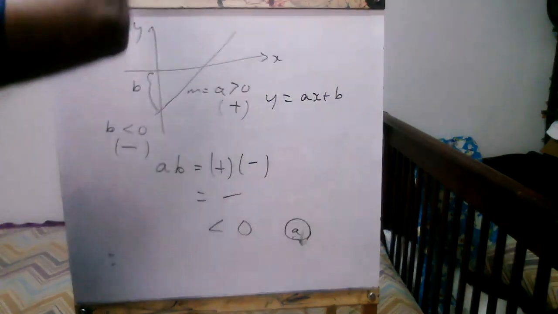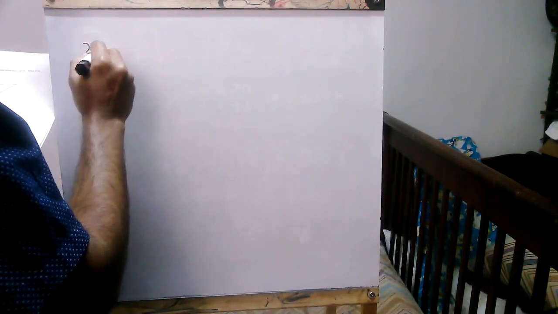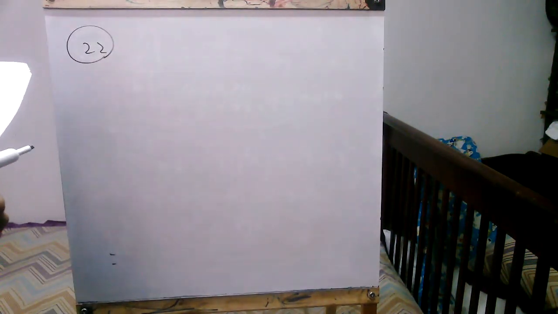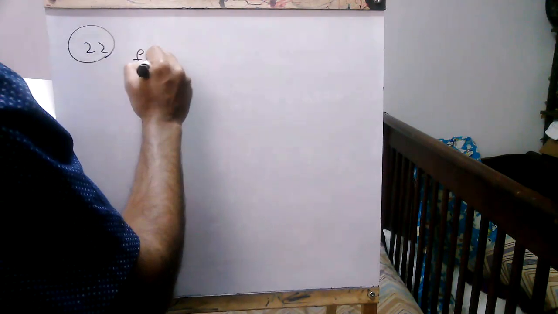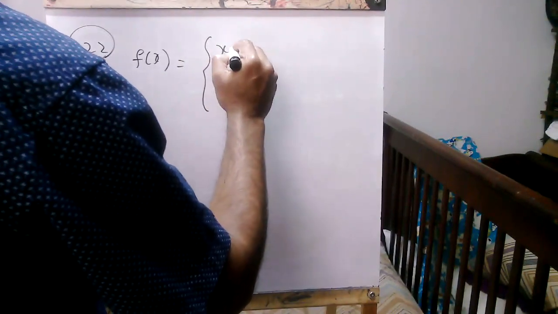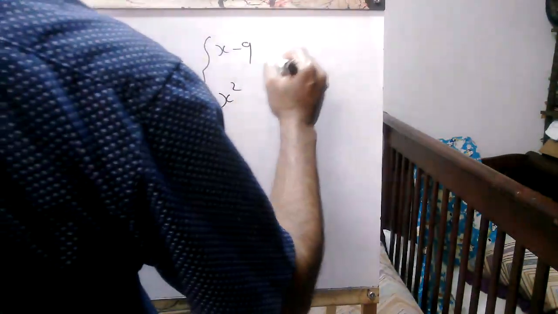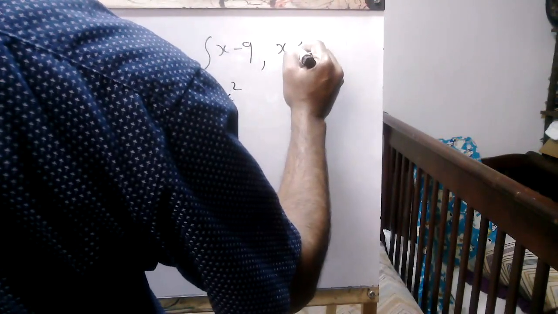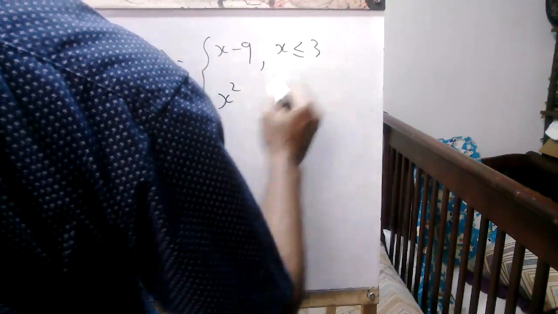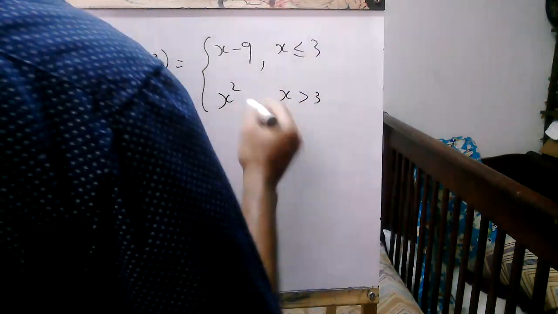Problem 22. f(x) equals x minus 9 when x is less than or equal to 3, and x squared when x is greater than 3. It's asking you to find f(2).